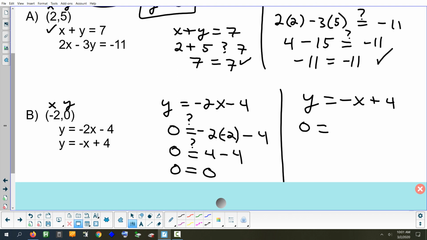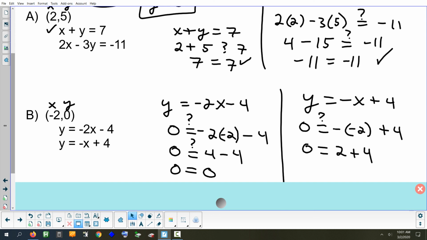What's in front of x in the second equation right now? Negative. That negative sign, that's going to stay right there. Now, inside the parentheses, fill in for x. What number am I filling in for x? Negative 2. Sometimes people mess that up. There's already a negative out in front of the x, and then there's another negative in front of the number 2. So that's just going to change to 2. So 2 plus 4. What's 2 plus 4? 6.